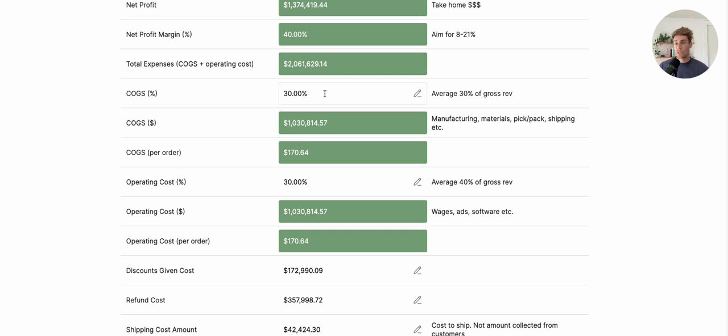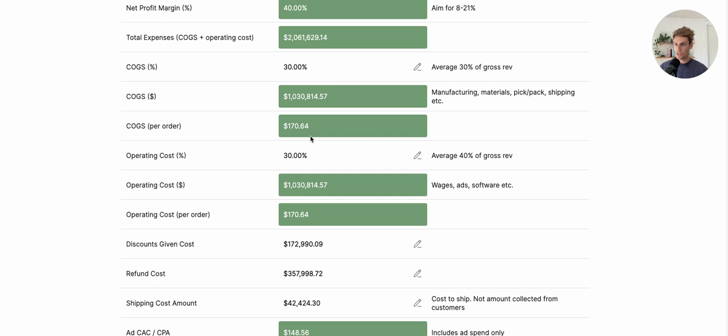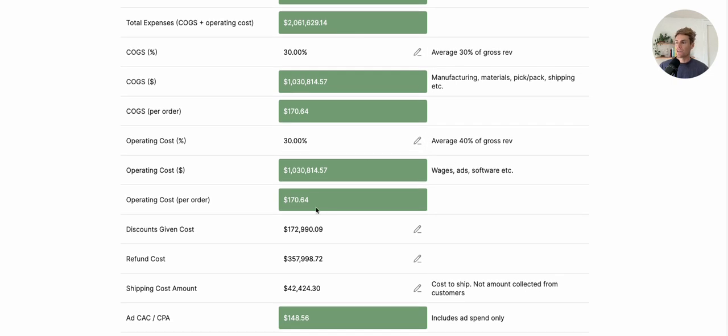We're doing COGS as a percentage of your gross revenue and your operating costs. So your operating costs are things like your wages, your ad costs, and all that sort of stuff. Your COGS is what it actually costs to create the product and get it to someone's doorstep. Usually we benchmark these at around 30 or 40% of a business. And then you're going to get your average COGS per order, and then your average. For this sake, let's make one of these a little bit different. Let's make it 35, just so that they're different numbers.